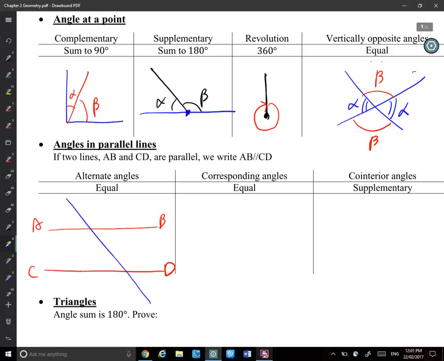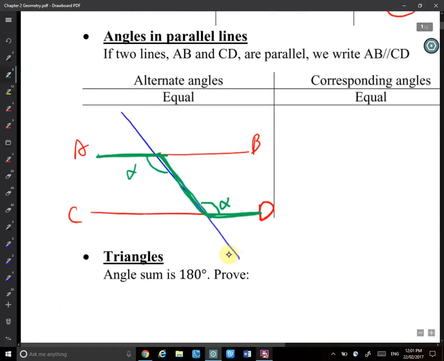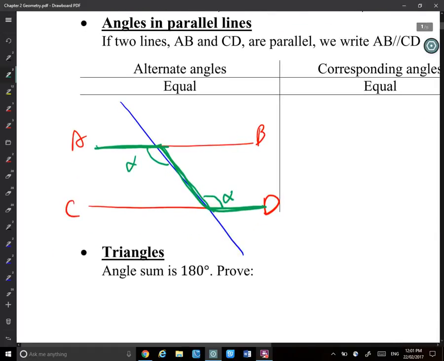Okay, so what are alternate angles? Alternate angles are the angles that form a Z shape. So we're looking for the Z shape. What can be a Z shape? Can you see this green one? That's a Z shape. In the two corners, those two angles must be equal. So that is alpha, and that will be alpha as well.